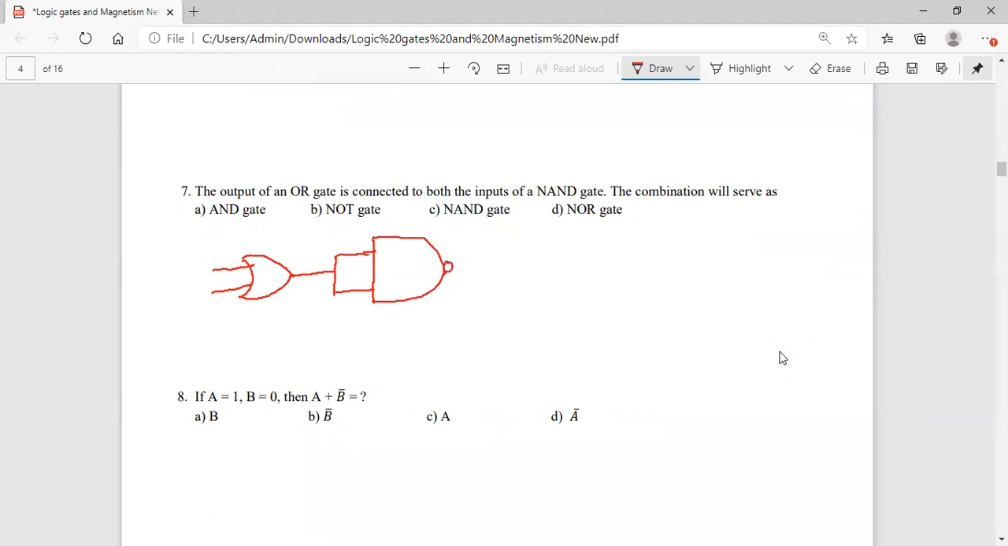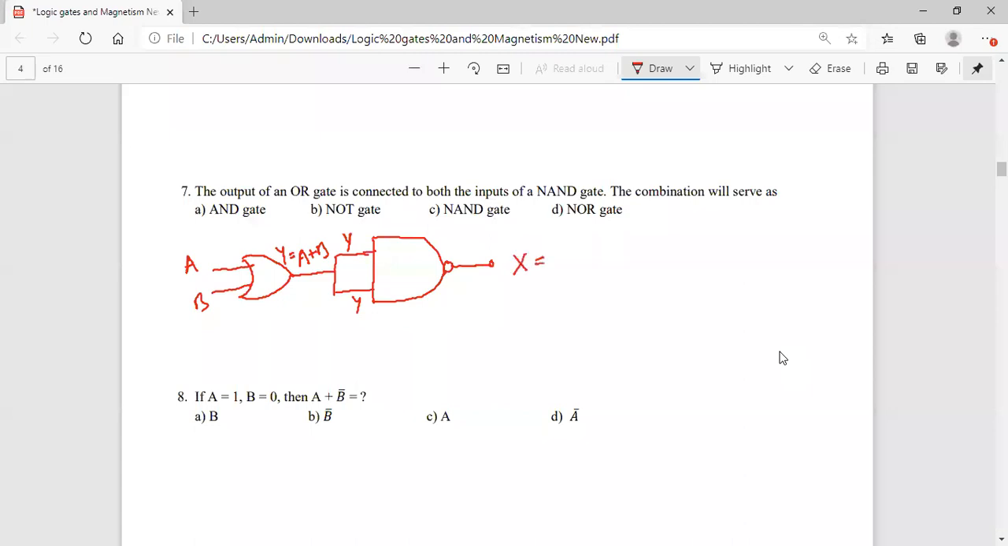Both are the inputs of the NAND gate. The combination will serve as... So this is A, this is B. Now this is A plus B. Y is equal to A plus B. This is also Y, this is also Y.